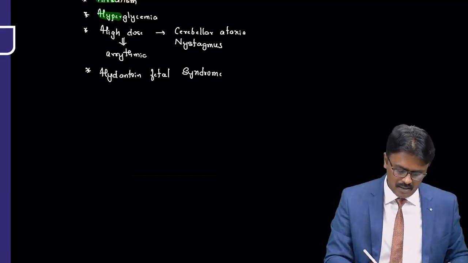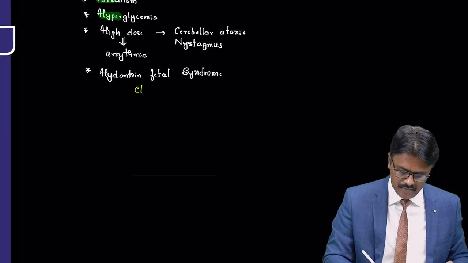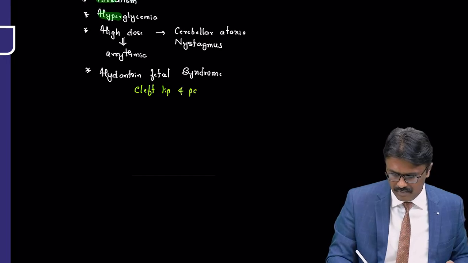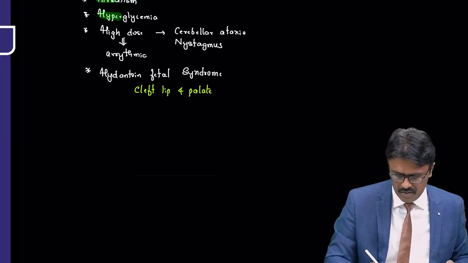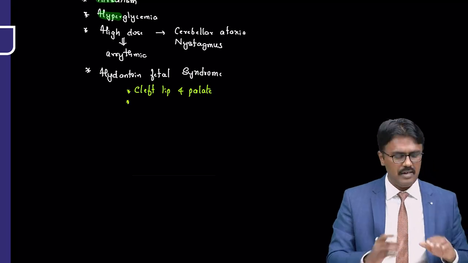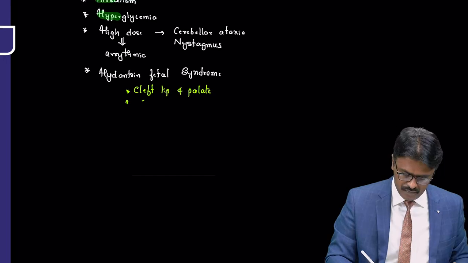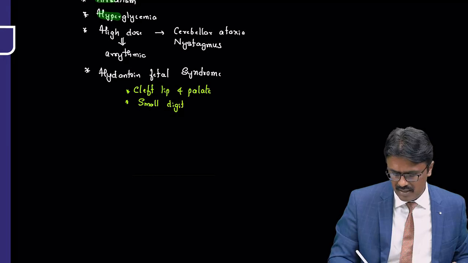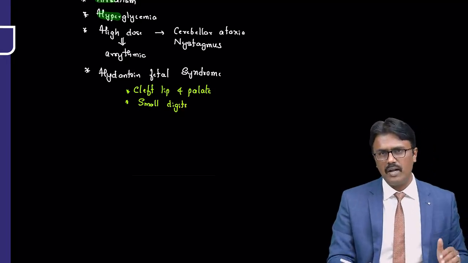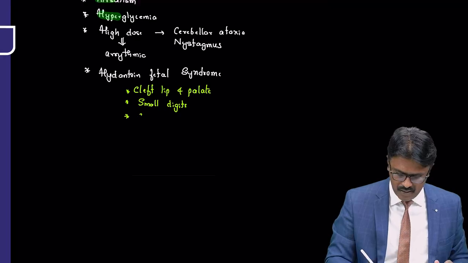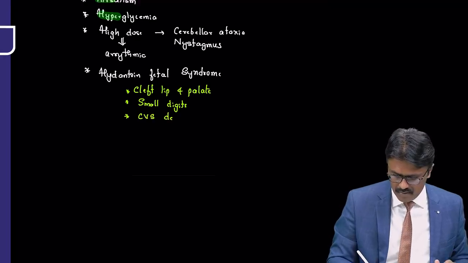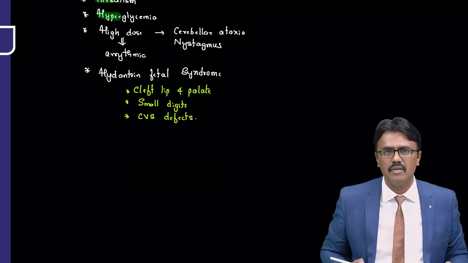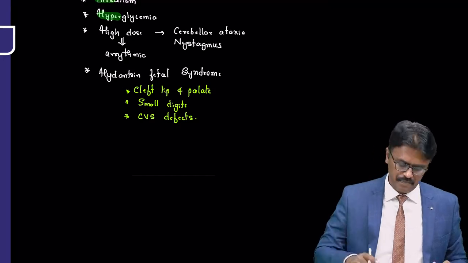The problem here is the child will have cleft lip and palate. That is one feature. Second, the fingers are very small. Small digits, we can write it as small digits, also called microdactyly. Then cardiovascular defects. So these are mainly seen in fetal hydantoin syndrome.